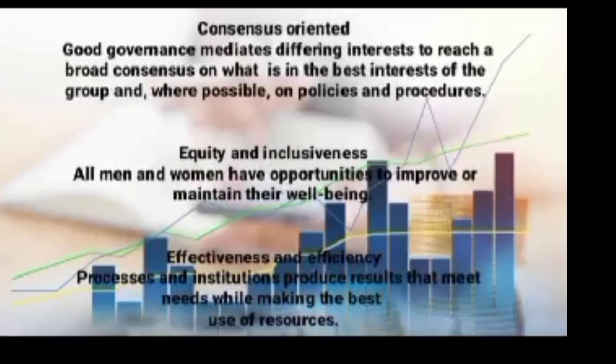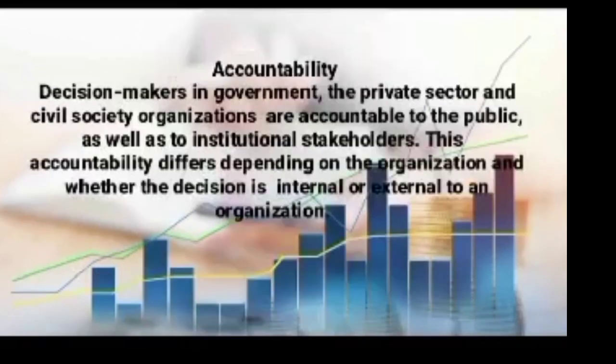Next is consensus-oriented. Good governance mediates differing interests to reach a broad consensus on what is in the best interest of the group and, where possible, on policies and procedures. Effectiveness and efficiency means processes and institutions produce results that meet needs while making the best use of resources. Accountability means decision makers in government, the private sector, and civil society organizations are accountable to the public as well as to institutional stakeholders.